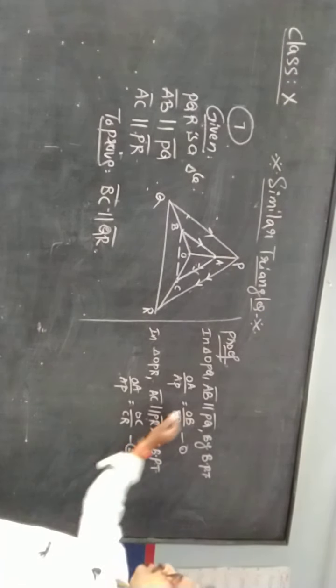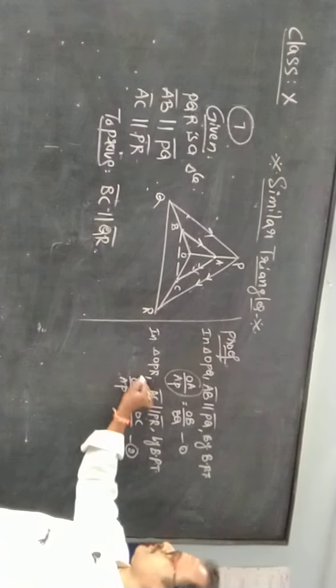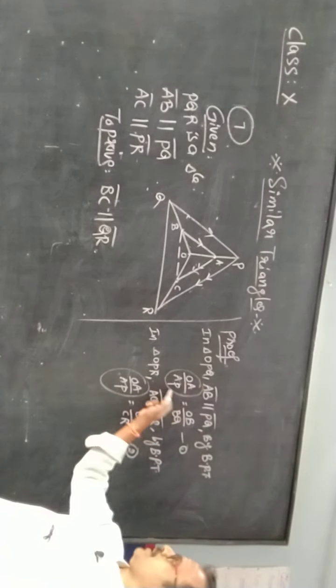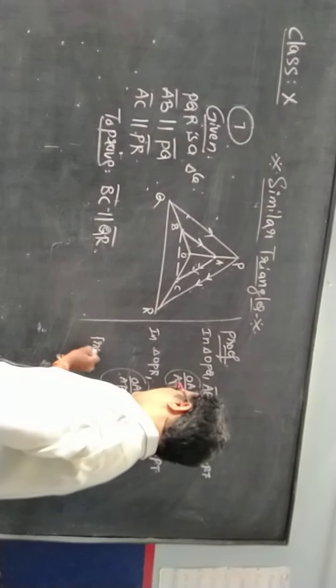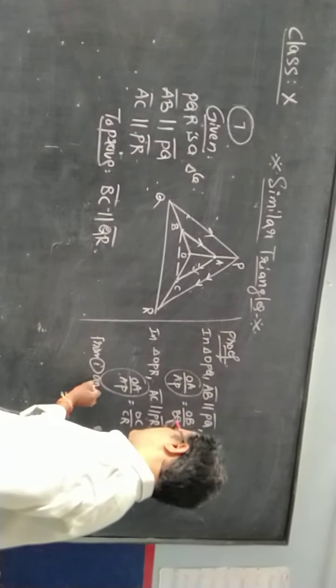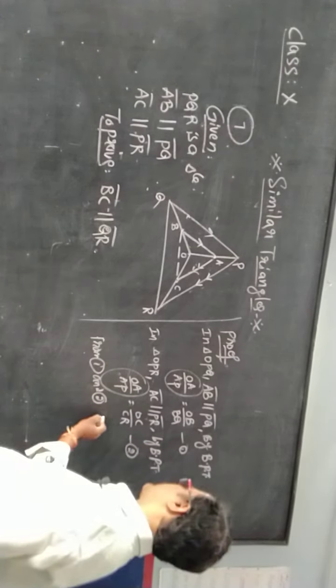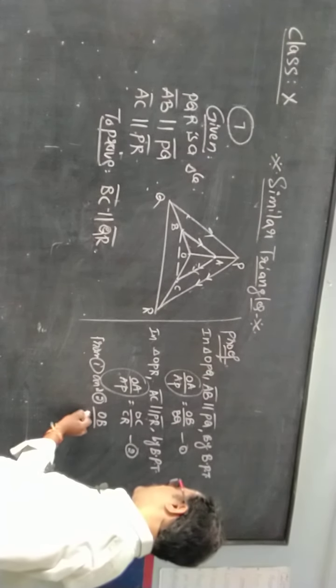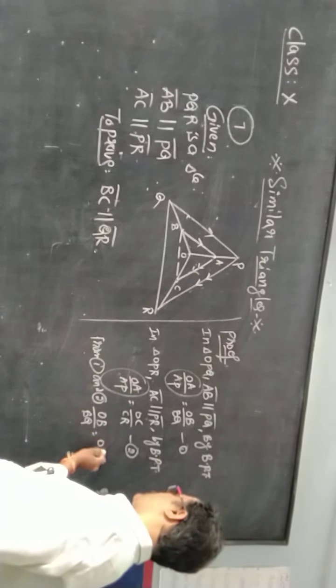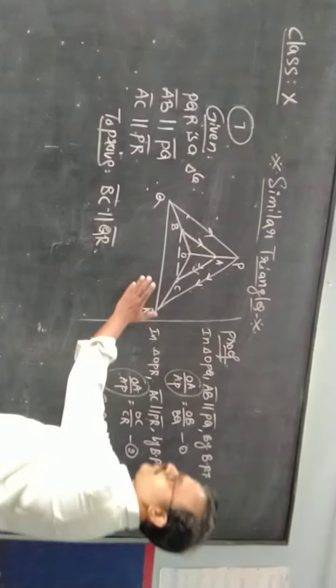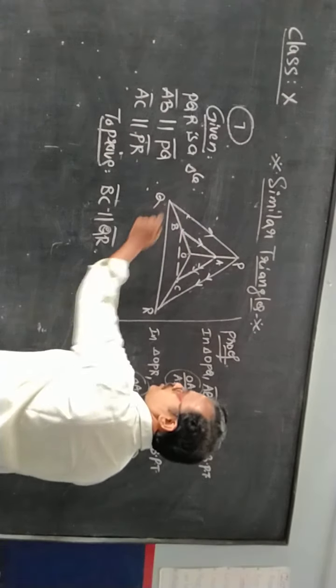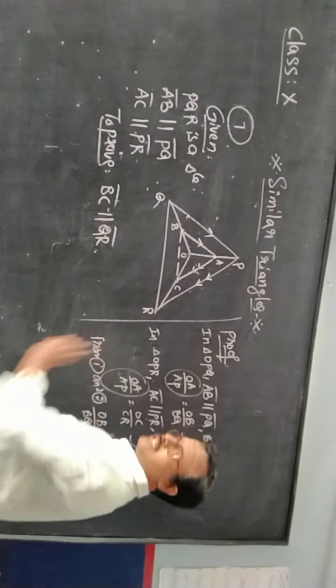From 1 and 2, can you observe anything common here? Yes, OA by AP is common. So from 1 and 2, we can say that OB by BQ is equal to OC by CR. Now observe carefully the figure. OB by BQ is equal to OC by CR.